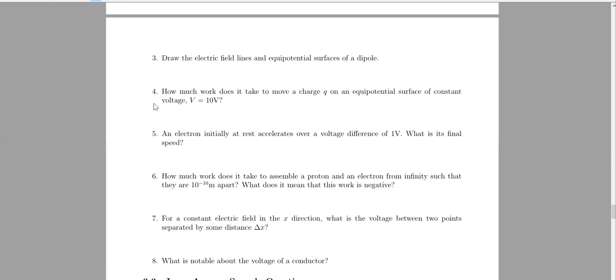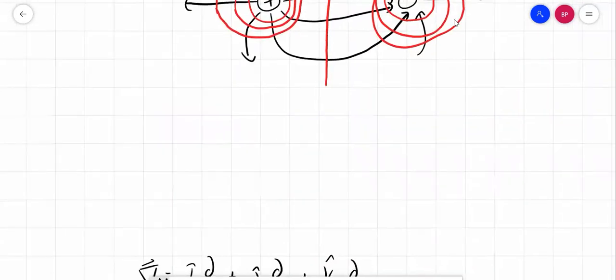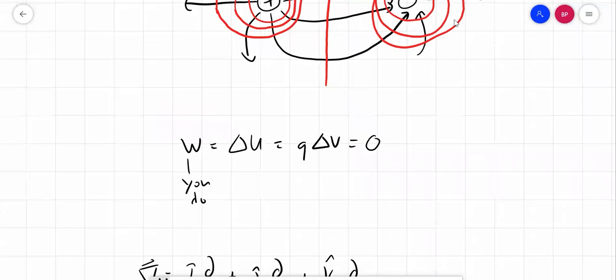How much work does it take to move a charge Q on an equipotential surface of constant voltage 10 volts? Well, the work that it takes you to move something is equal to the change in the potential energy. This is the work that you do. So this is Q times the change in voltage. Now, if you're on an equipotential surface, the change in voltage is 0. So the amount of work that it requires you to move a charge on an equipotential surface is 0.